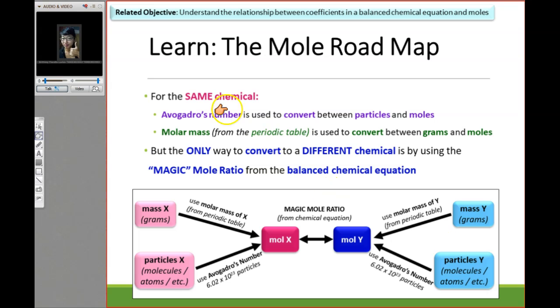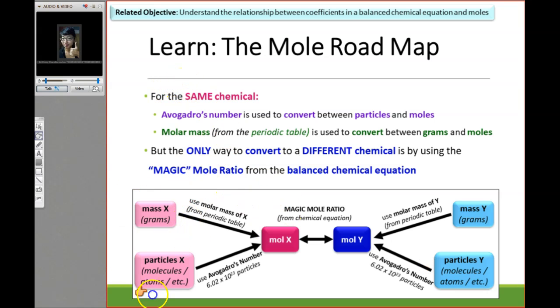Now, taking a look here, we can actually expand this. So not only can we convert from mole to mole, just like we did, but we could also include mass, and we could also include particles and convert all the way from one of these to the other. So this brings us to the mole roadmap.